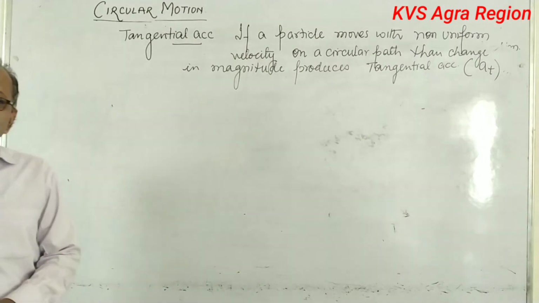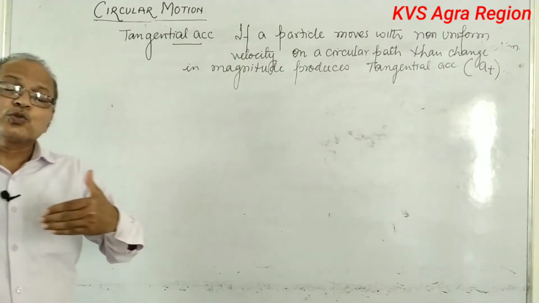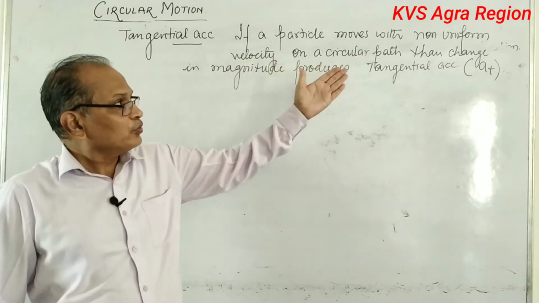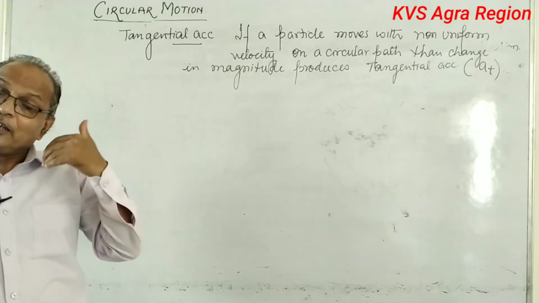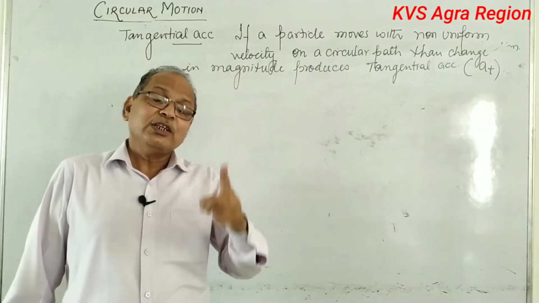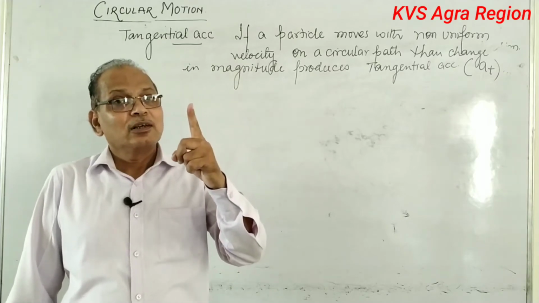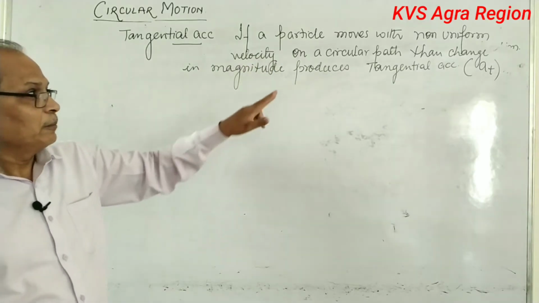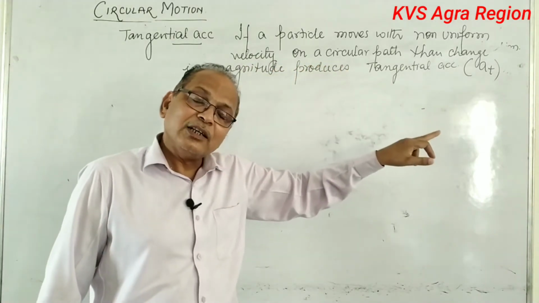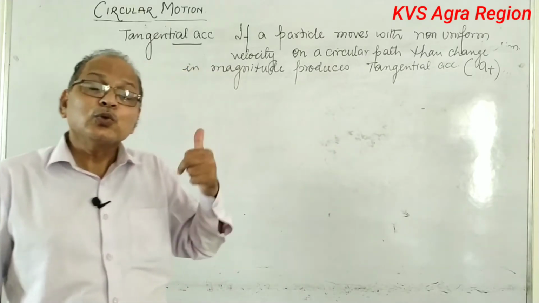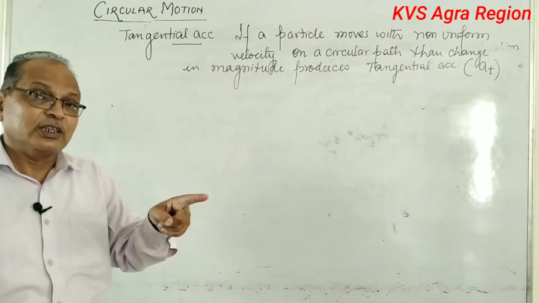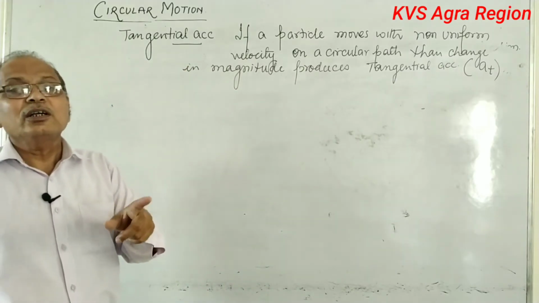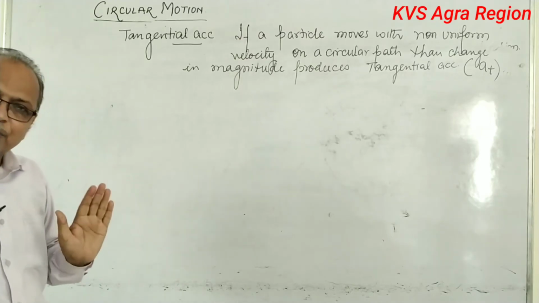Our next topic is tangential acceleration. It is also a different type of acceleration. Definition is, if a particle moves with a non-uniform velocity. If a particle moves with uniform velocity, that produces centripetal acceleration. If a particle moves with non-uniform velocity and the particle is moving on a circular track, then due to the change in magnitude of the velocity, this produces an acceleration, and that acceleration is called the tangential acceleration, right?